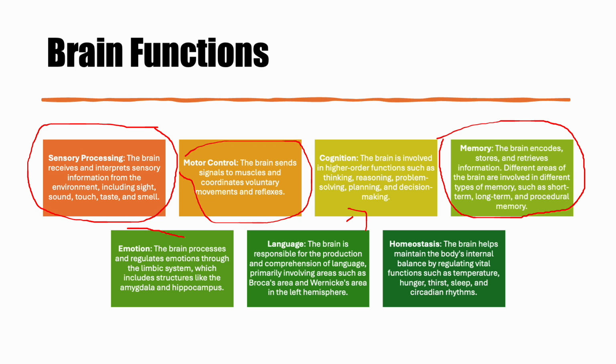Emotions: whether you are happy or sad, how all those emotions are regulated is also done with the help of the brain. When we speak, the brain is responsible for production and comprehension of language. What exactly does it mean when somebody says something? Homeostasis: the brain helps to maintain internal balance by regulating vital functions such as temperature, hunger, thirst, sleep, circadian rhythms, etc. So that is homeostasis.